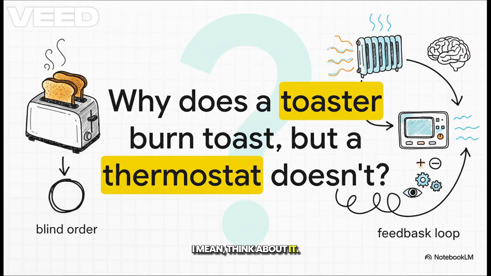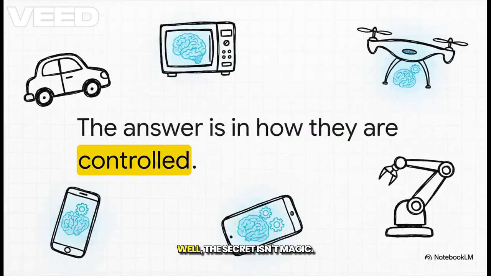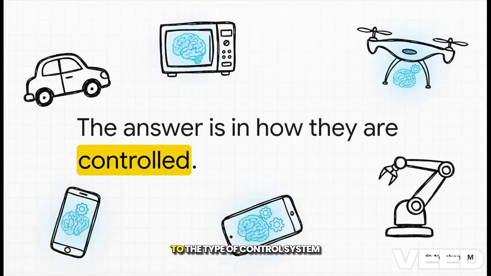I mean, think about it. One device just blindly follows orders, while the other one, well, it almost feels like it's thinking, right? It senses, it reacts, it adjusts. So, what's the big difference? Well, the secret isn't magic. It's all about engineering. It really just boils down to the type of control system that's built into the device.